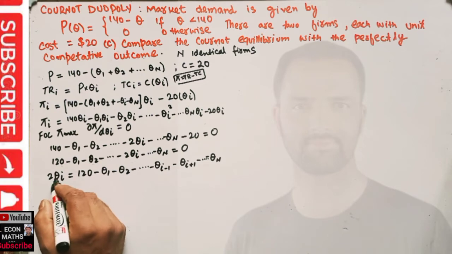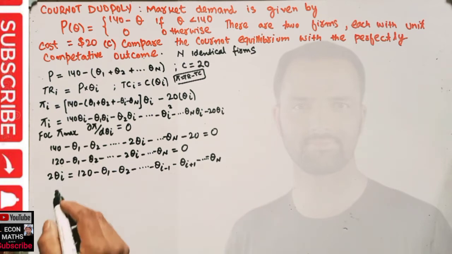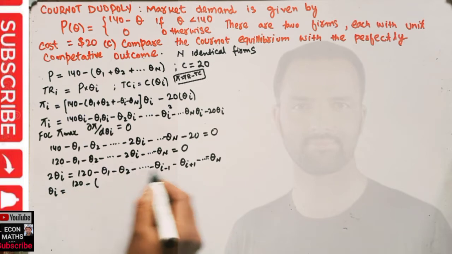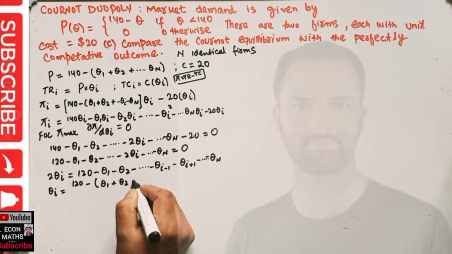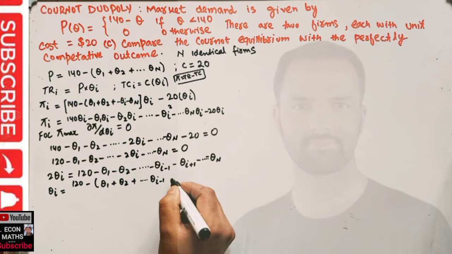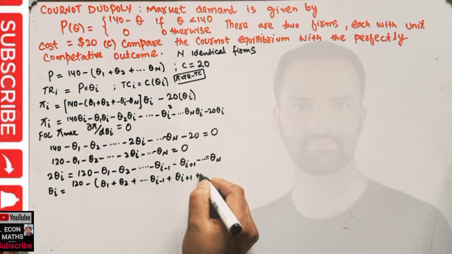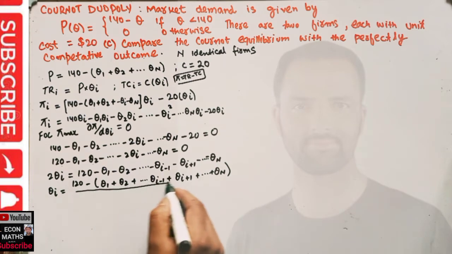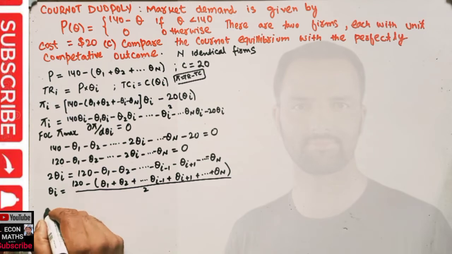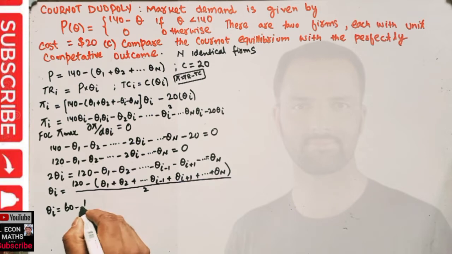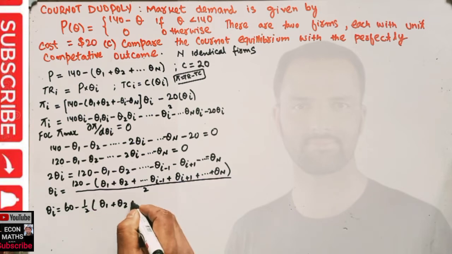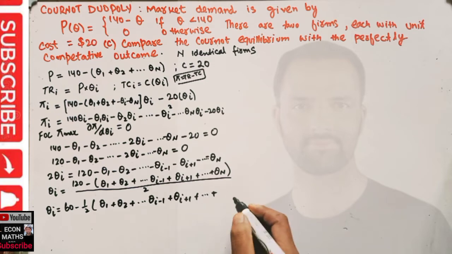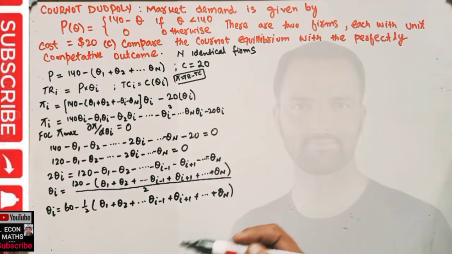That means qi is equal to, if I transpose this 2, it will get divided, so qi is equal to 120 minus, let me take minus common, so we have q1 plus q2 plus so on to qi minus 1 plus qi plus 1 plus up to qn. Obviously dividing by 2, 120 upon 2 comes out to be 60, so qi is equal to 60 minus 1 upon 2 times q1 plus q2 plus qi minus 1 plus qi plus 1 plus qn. So this is the reaction function for the ith firm.